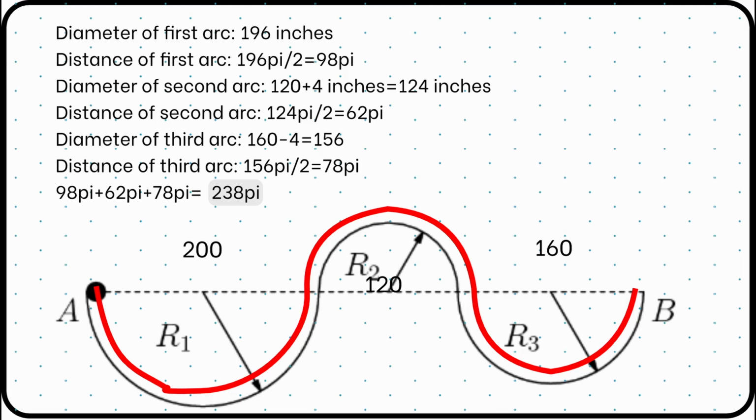For the second one, we do a very similar thing, but we add 4 instead of subtracting 4, because this time it's outside. For the third one, we do it very similar to the first one. So if we add all these together, we get our answer, which is 238 pi.